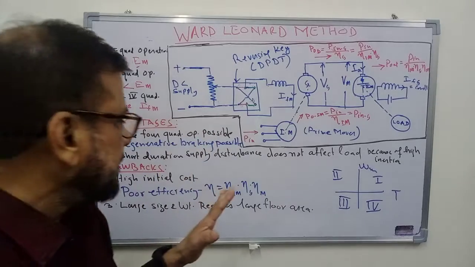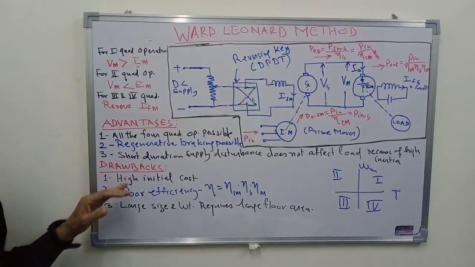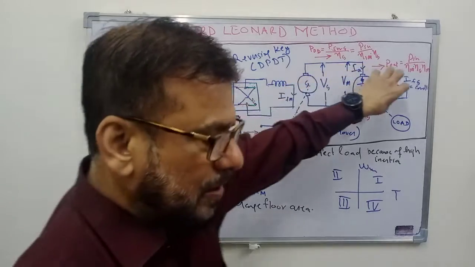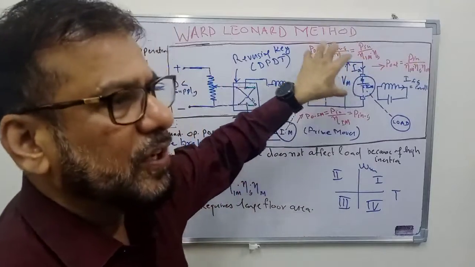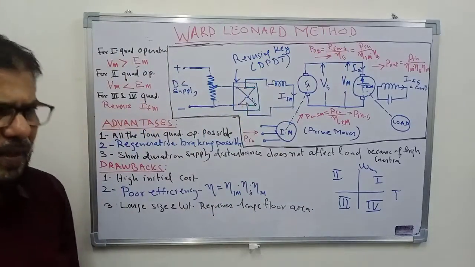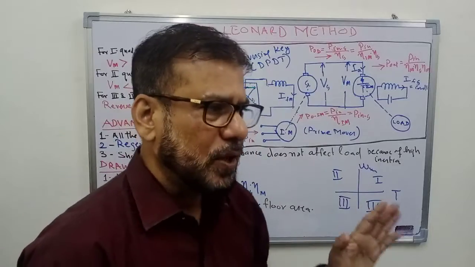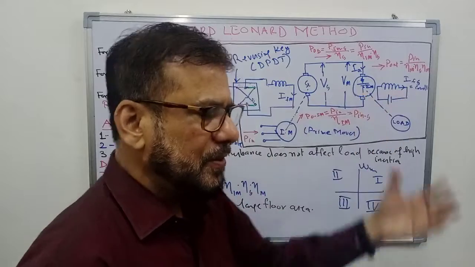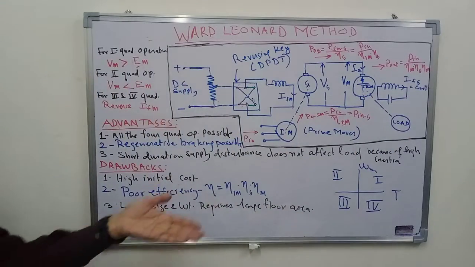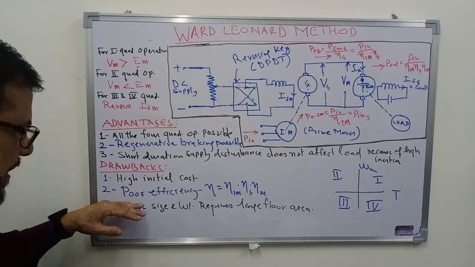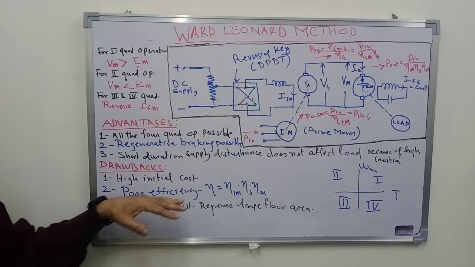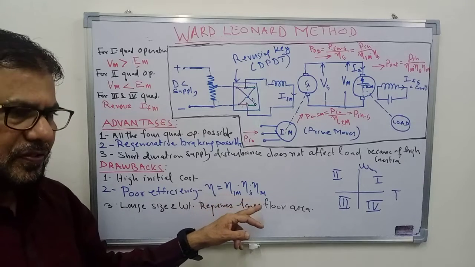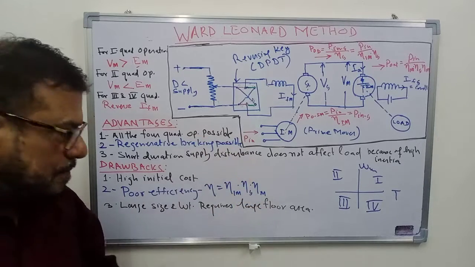Now what are the drawbacks? Drawbacks, as you can guess here, it will have a high initial cost, because to run this motor we require two additional machines of same rating. Assuming that the cost of all the machines are equal, the cost will be triple the cost of this motor. So the cost of the drive will be high. And again it will have a very poor efficiency. As I explained here, it is the multiplication of efficiency of the three machines. So efficiency is very poor.